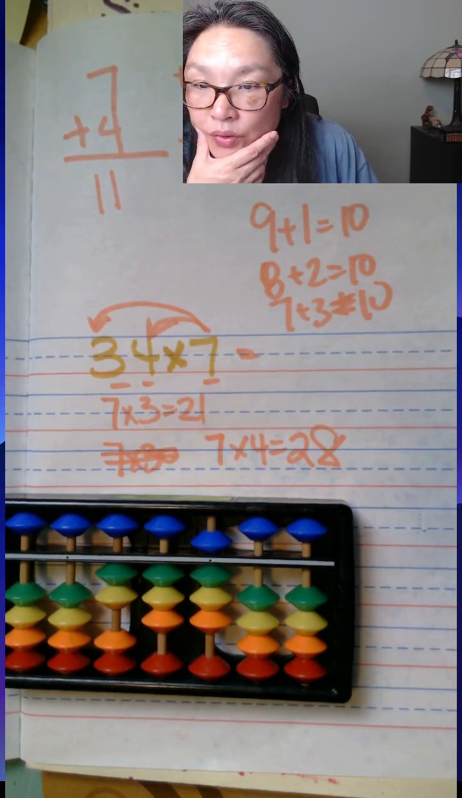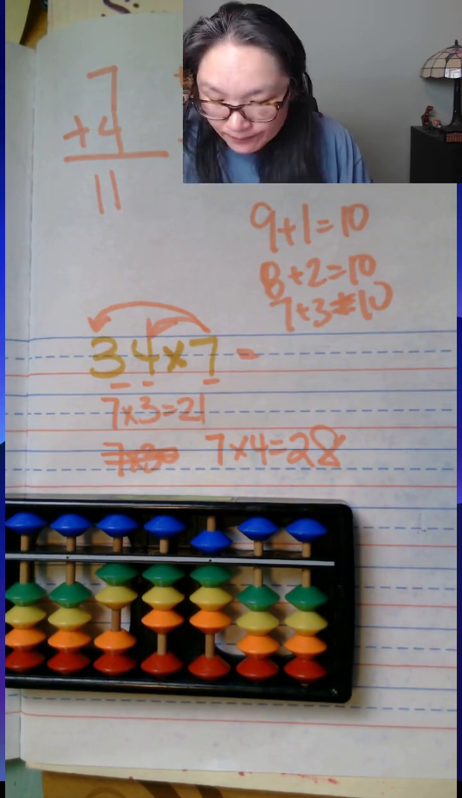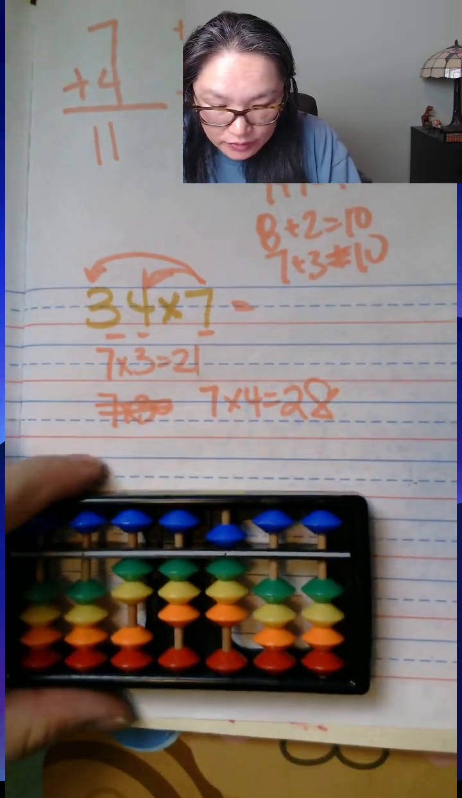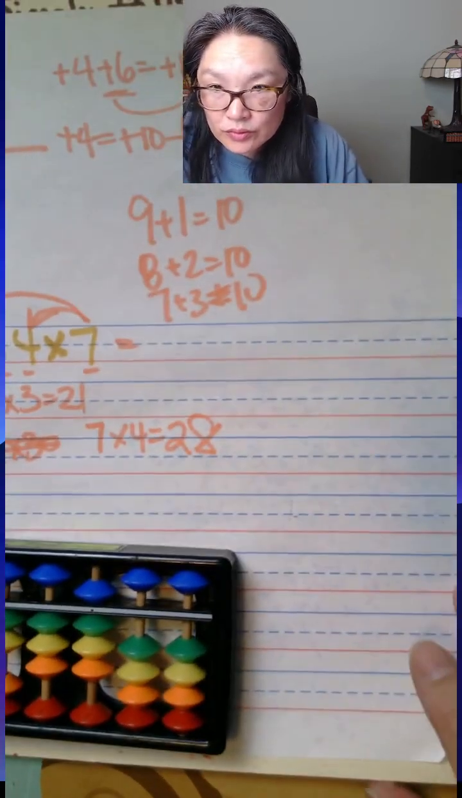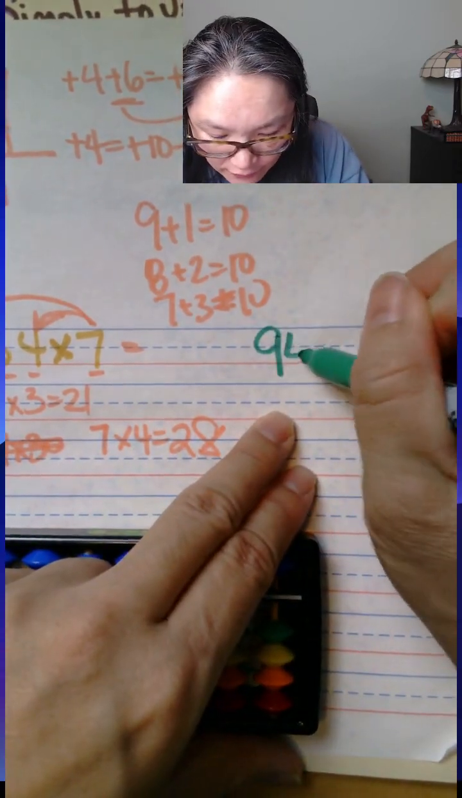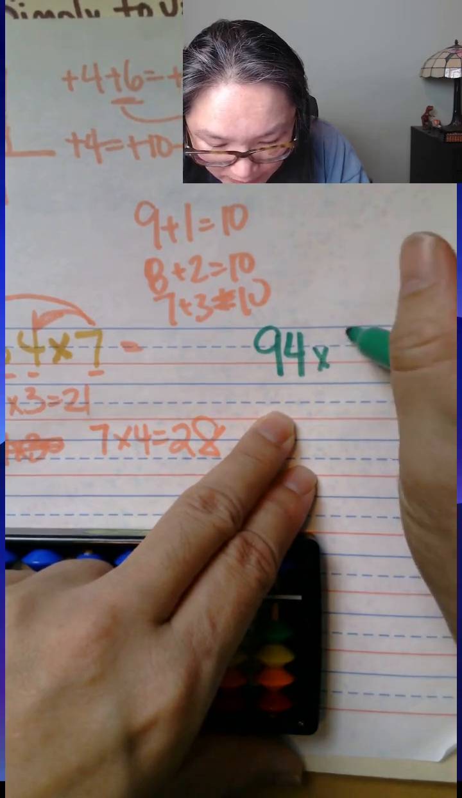Okay, this will be easy. We'll do fives, right? 5 is easy. 94 times 5.